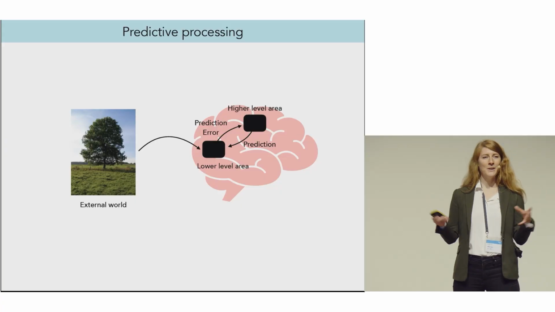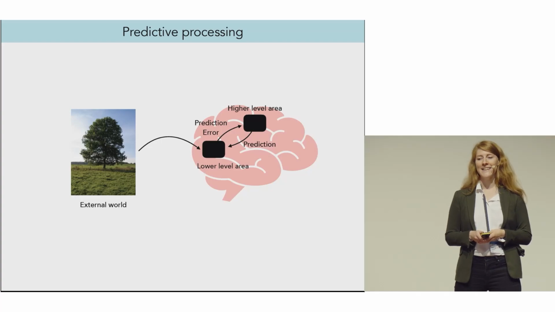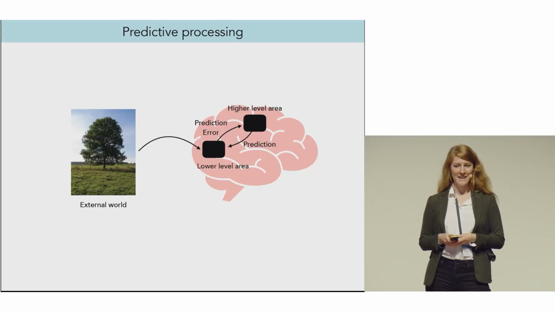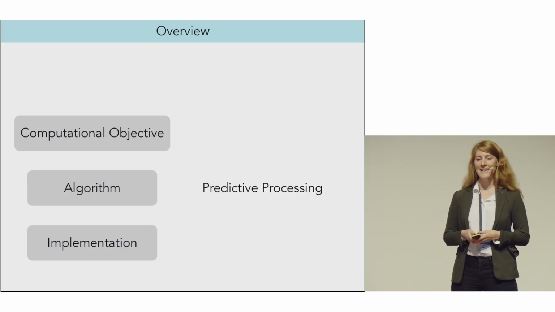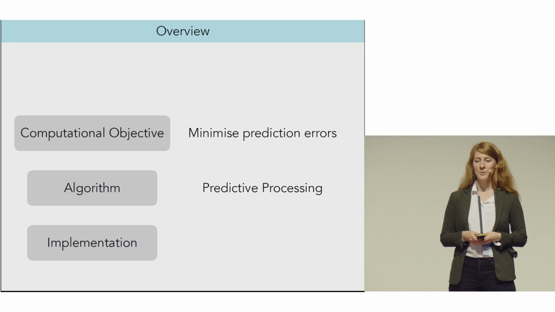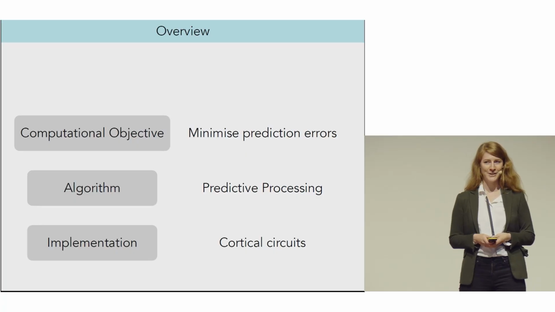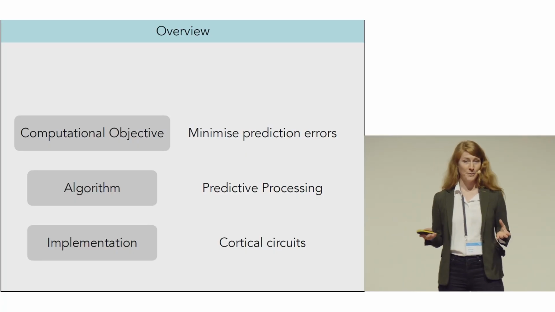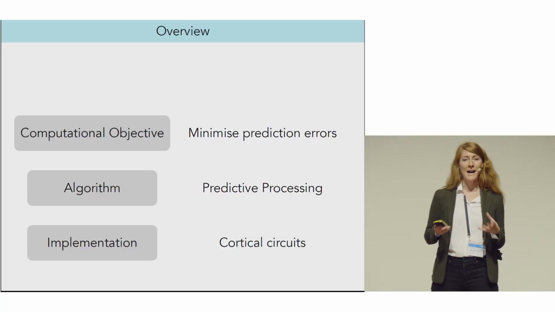What we actually know from behavioral studies is that higher level areas influence the processing on a lower stage. And before I give you examples about this, I would like to give you a little bit of context of predictive processing. So predictive processing is an algorithm which solves the computational objective of minimizing prediction errors and can be implemented in cortical circuits. And since we are at the neuromorphic meeting, it means that it could also be implemented in neuromorphic circuits. And this looks a lot like Marr's 3 levels.